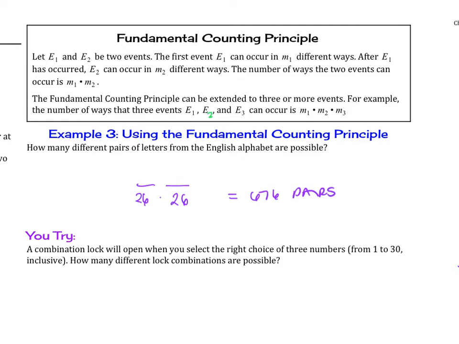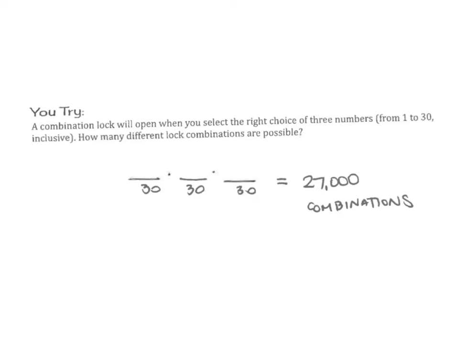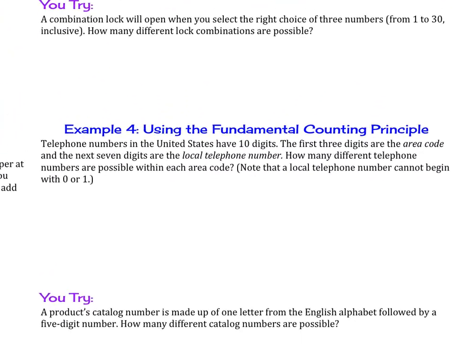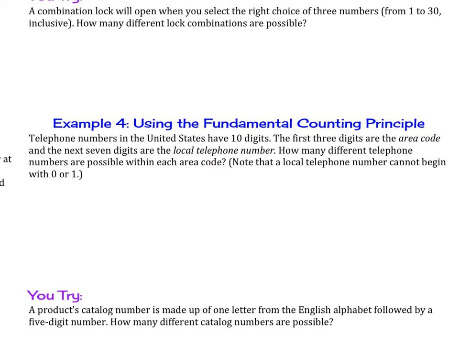So try this out. The combination lock will open when you select the right choice of 3 numbers from 1 to 30, inclusive. How many different lock combinations are possible? Now it's saying you can repeat numbers, so try this one out. So if you tried this, you should have gotten 30 times 30 times 30, which is 27,000 combinations. Pretty crazy.